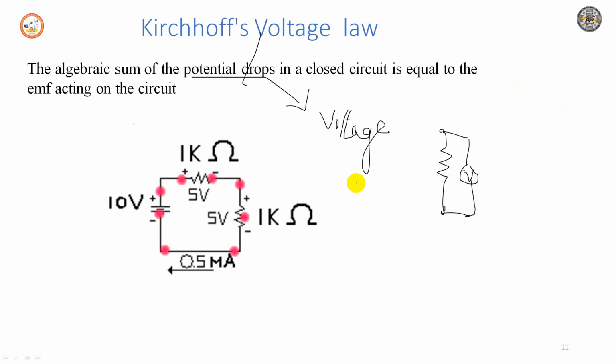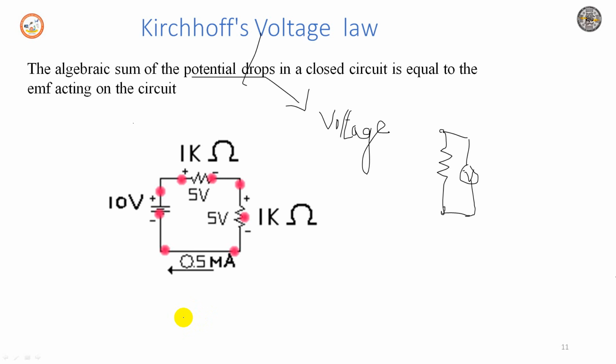So the algebraic sum of the potential drops in a closed circuit is equal to the EMF acting on the circuit. Now, the EMF acting on the circuit is 10 volts. The potential drop in the closed circuit across this resistor is 5 volts and across another resistor is 5 volts. Put together, the sum of the potential drops is 10 volts in the closed circuit, which is equal to the EMF, that is 10 volts, acting on the circuit.